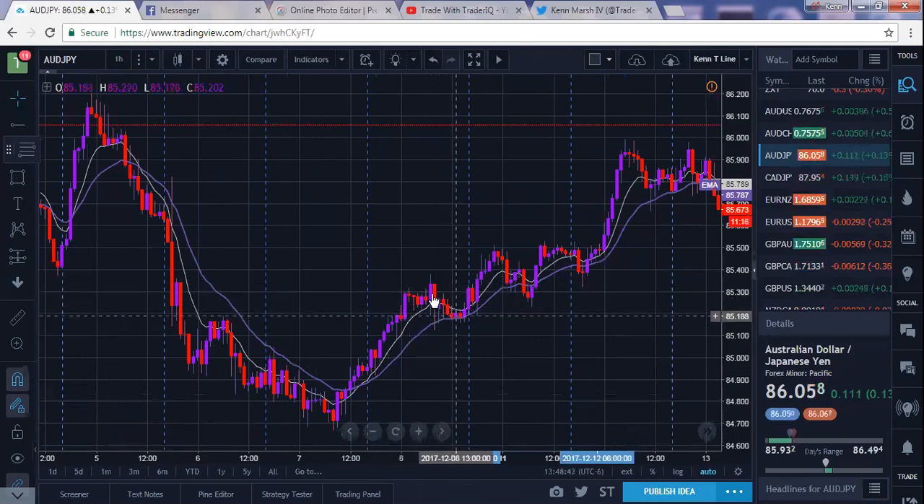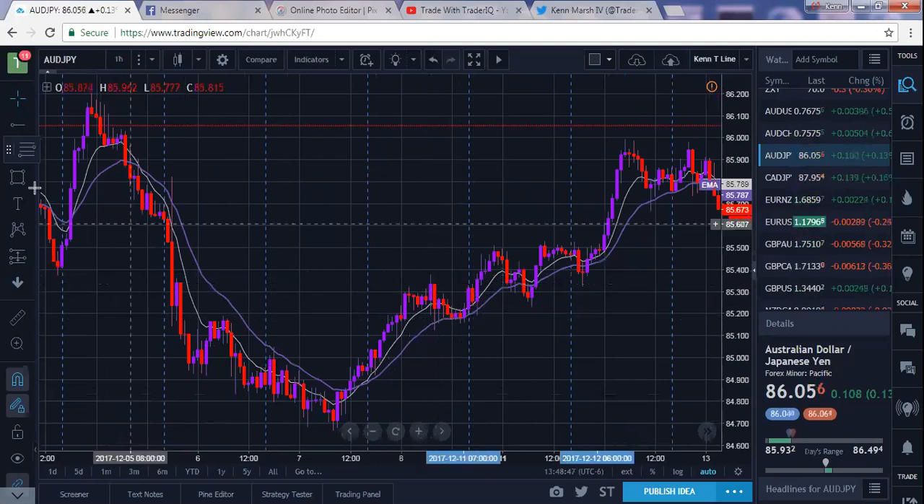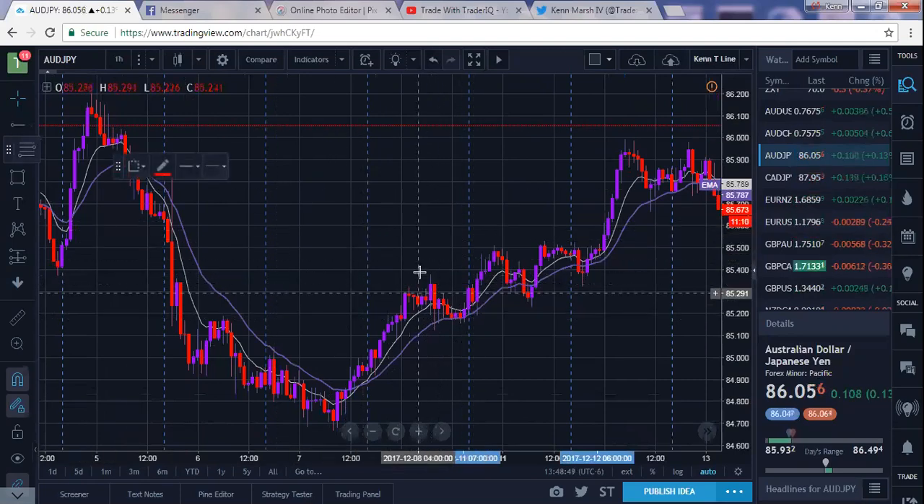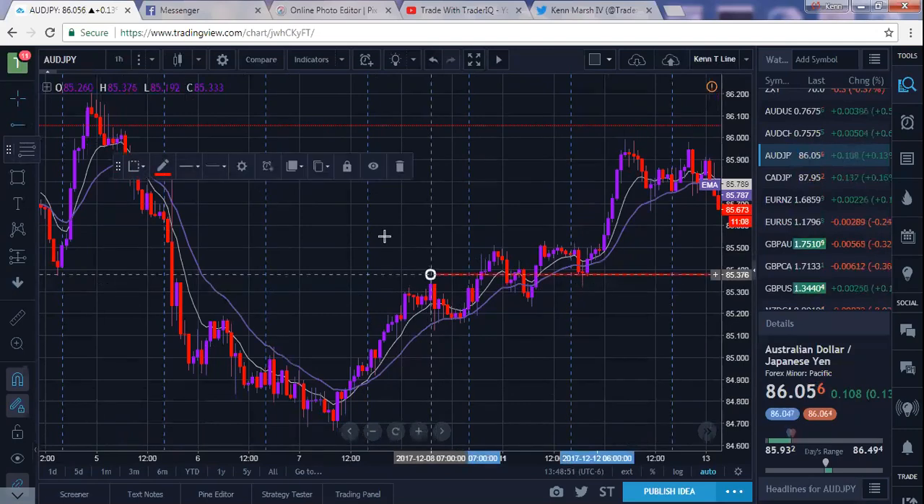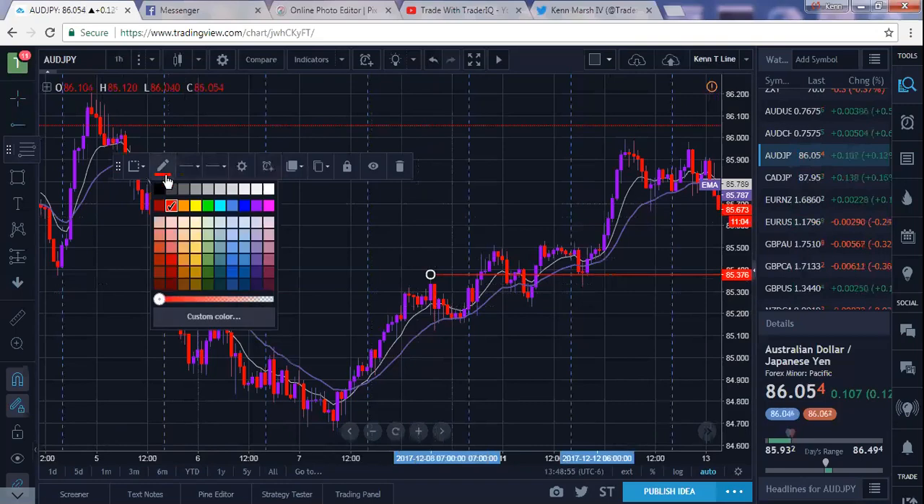What we're looking for is the market to come up and break this daily high right here. So let me mark that for you. We're looking to break this right there. Let's change that to white.